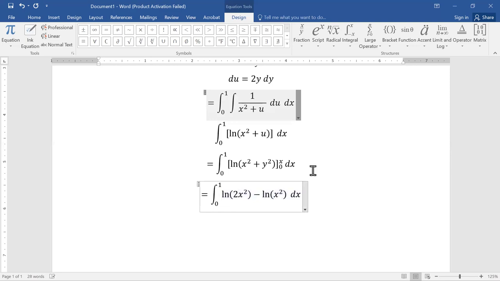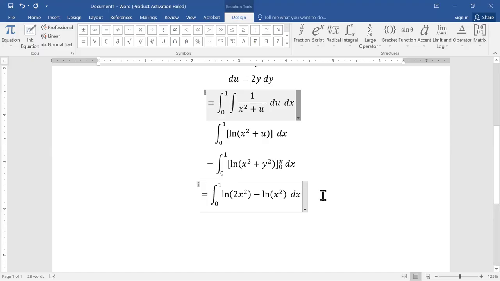Now you can do this on your calculator right now if you'd like, using technology. You can also use some rules of natural logs to simplify that. So again, either way, if you want to do it using technology, go right ahead. Take natural log of 2x squared minus natural log of x squared. Integrate that with respect to x from 0 to 1. And that's perfectly fine.